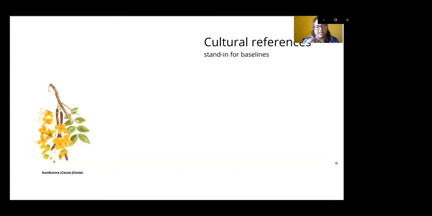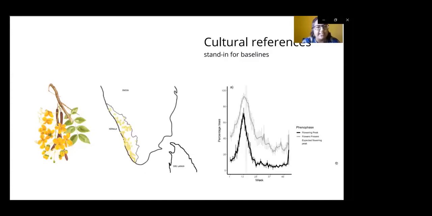And this cultural observation led us to examine whether the historically known cultural baseline of flowering in the species in the second week of April has shifted to a prior date or has become erratic. For this, we looked at all the trees that were recorded across Kerala, and we plotted either the presence of flower or the flowering peak across the different weeks of the year, and compared it against the expected flowering peak, which is in the 15th week of the year.